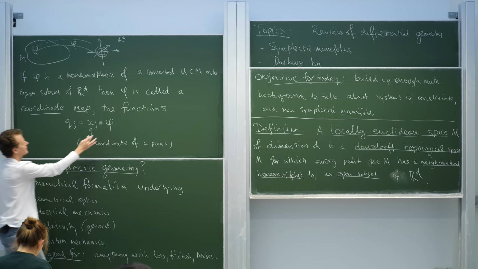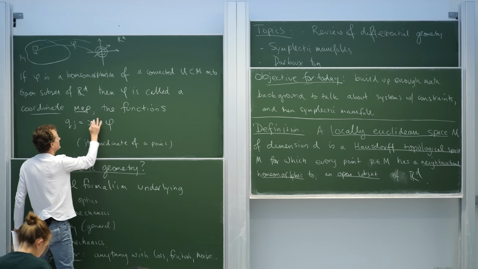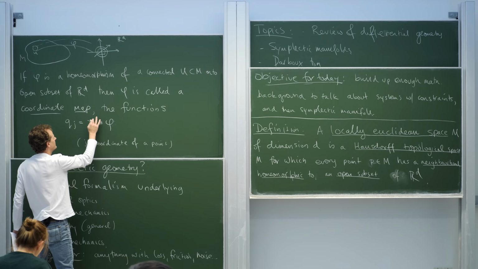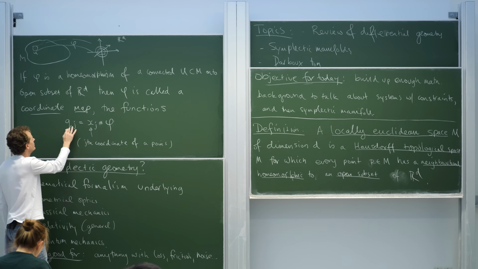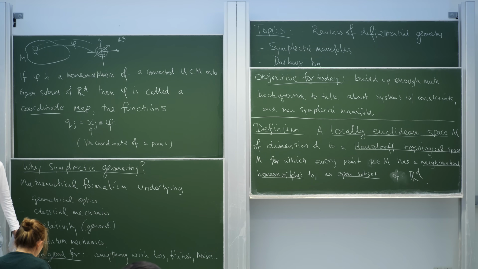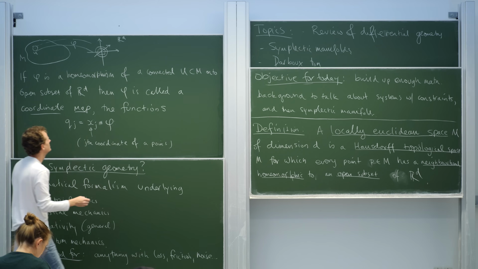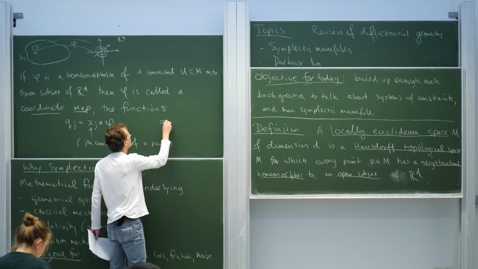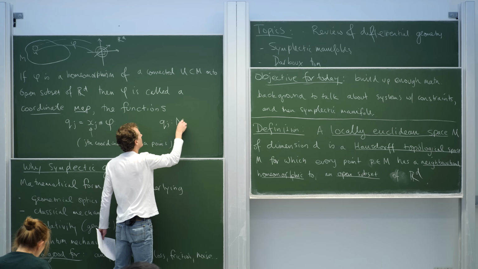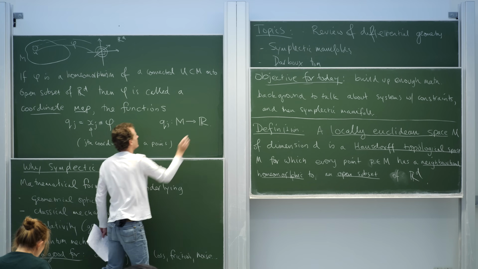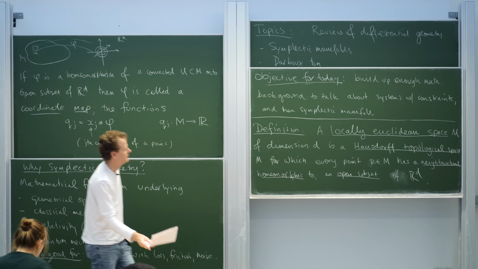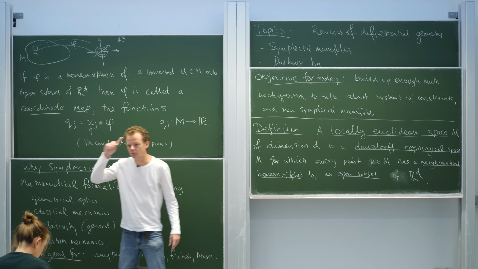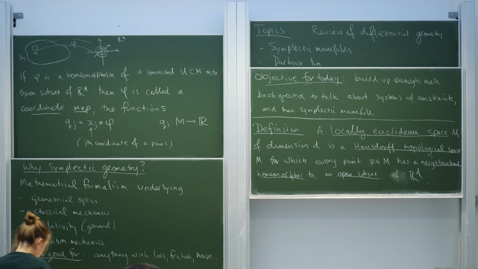And so this map goes from M to R to the D, and this map goes from R to the D to R. So we've got a map, Q, which goes from M to R. It's easy to get lost in differential geometry. Maps are going this way and that way and inside and outside. And so it's always worth thinking through where does it go, where does it come from, and where is it going to.